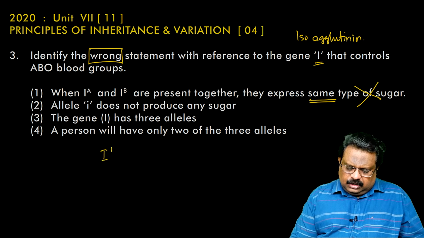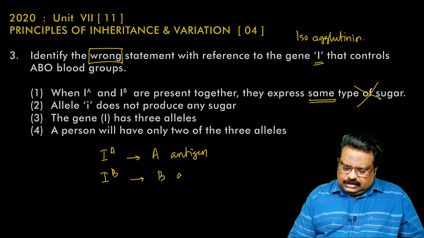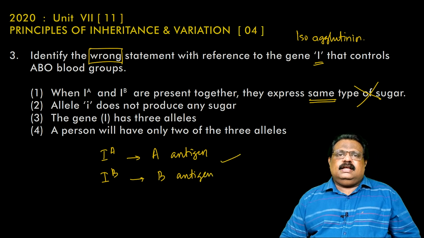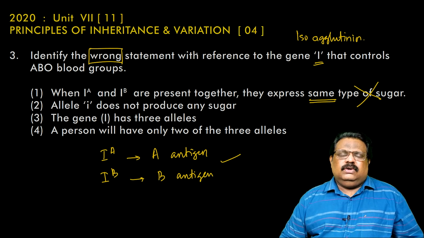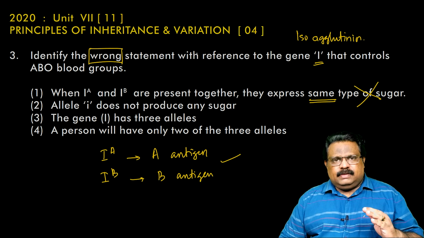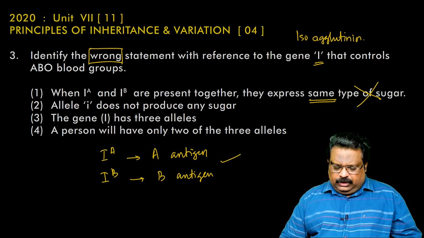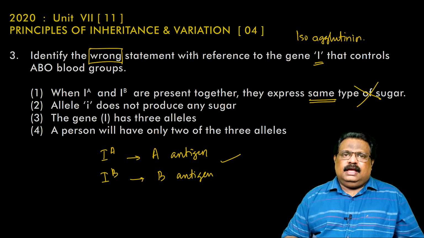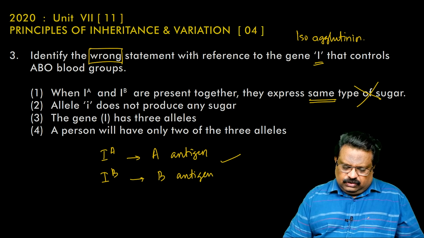IA produces A antigen and IB produces B antigen. So they are different types. We studied that in the case of blood group, the inheritance pattern is codominance. IA allele and IB allele are equally dominant and both express simultaneously. IA will produce A antigen, IB will produce B antigen, so that the blood group will be AB, isn't it? So that is a wrong choice.